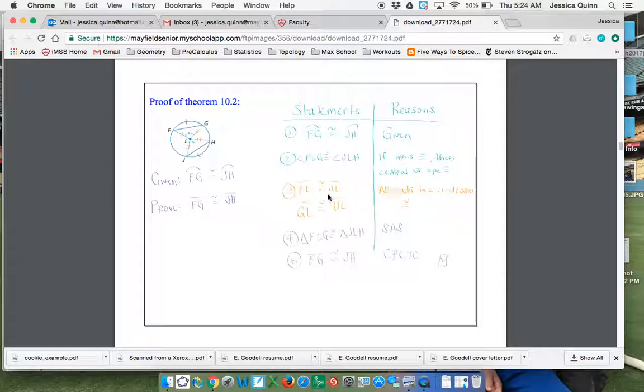So again, you don't necessarily need to worry about the proof or be expected to do it on a quiz or a test, but it is a nice proof to do because it reminds us that in circles all radii are congruent, and that can be a really useful thing in many of the types of problems that we're going to be solving.